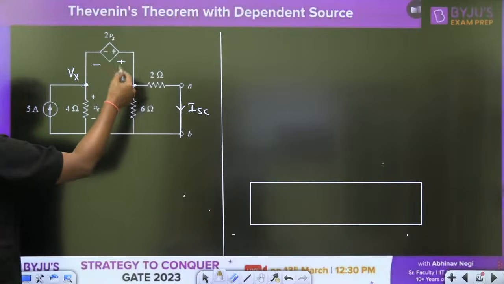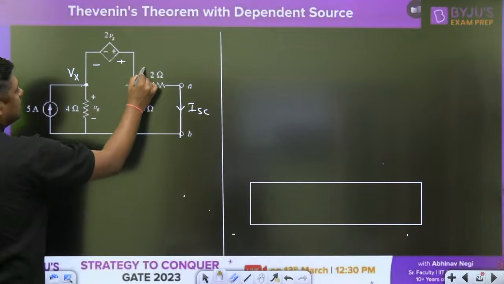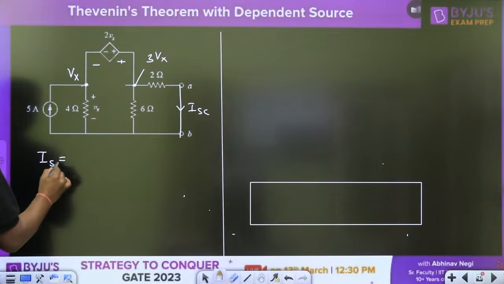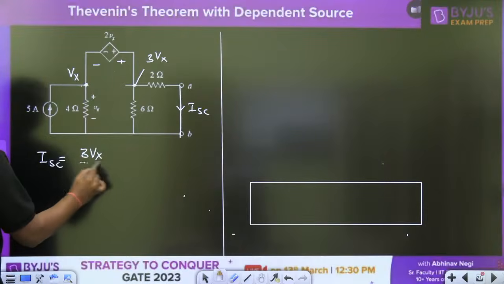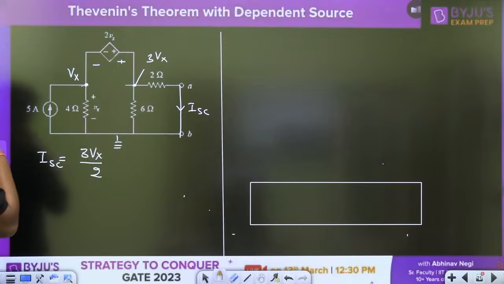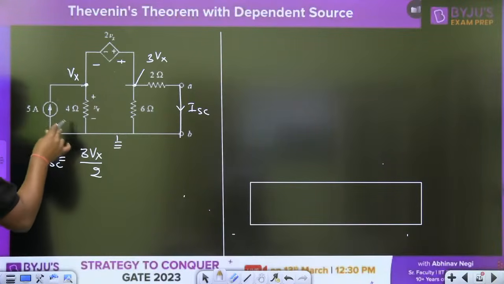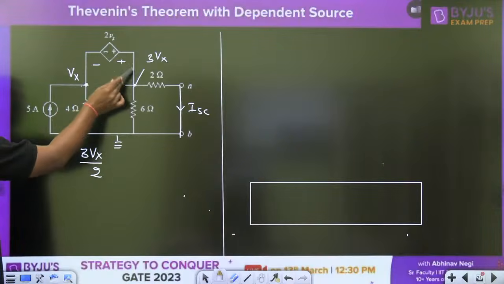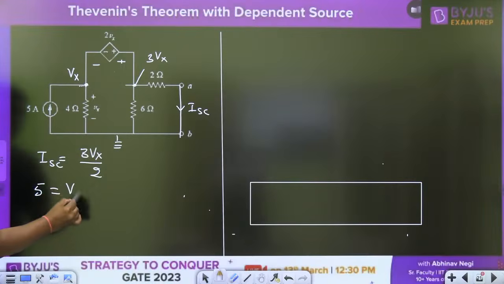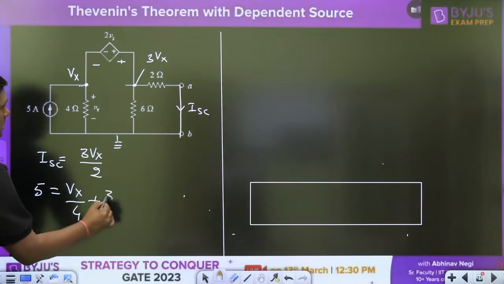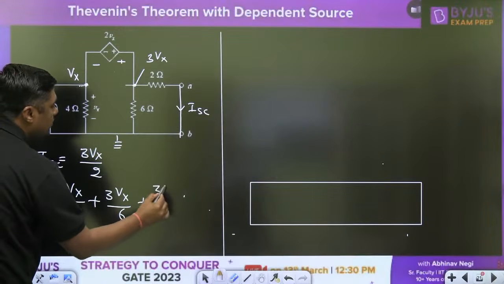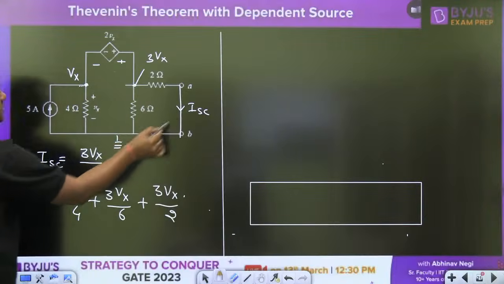This is the 2Vx, this is the Vx, and that's why at this point it will become 3Vx. And what is the ISC? It is equal to 3Vx by 2. This is the 3Vx, this is the reference, so 3Vx by 2. Now the super nodal analysis, at this point we have to apply the super node. Directly we can say 2Vx plus Vx is equal to 3Vx. 5 is equal to Vx by 4 plus 3Vx by 6 plus 3Vx minus 0 by 2.